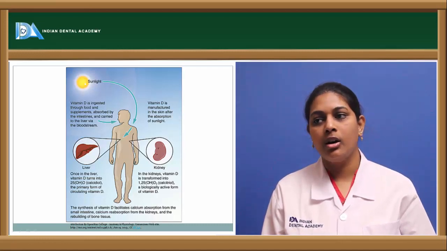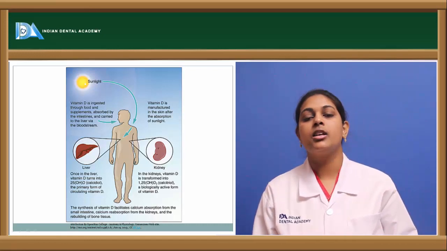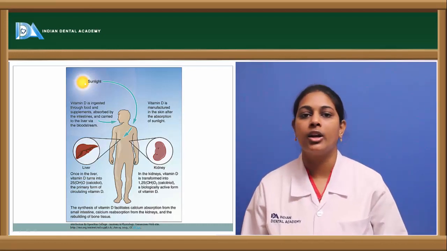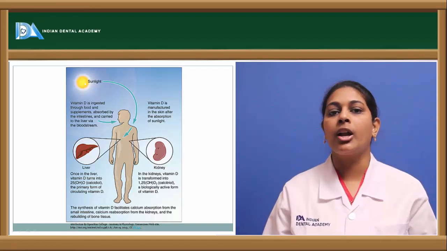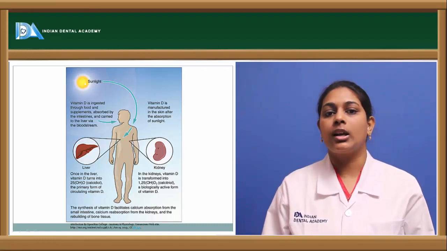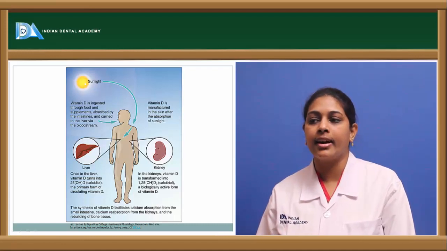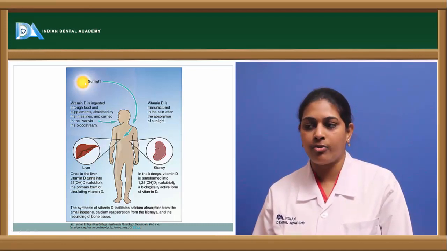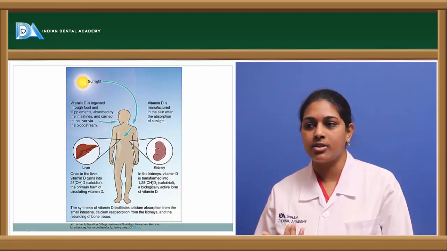Once it reaches the liver, this vitamin D is converted into 25-hydroxy calcidiol, also known as calcidiol. It is the primary form, otherwise known as the inactive form, of circulating vitamin D. Soon it reaches the kidney, and there in the kidney it is converted into an active form, which is known as 1,25-dihydroxycalciferol, also known as calcitriol. It is the biologically active form of vitamin D.